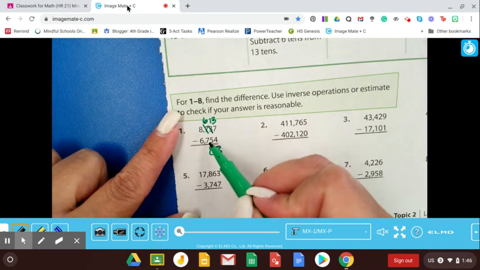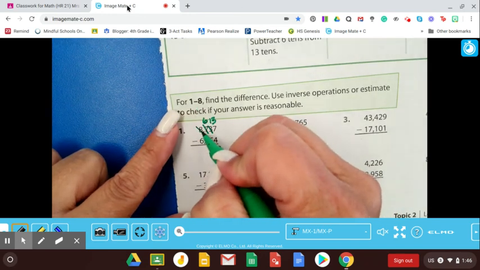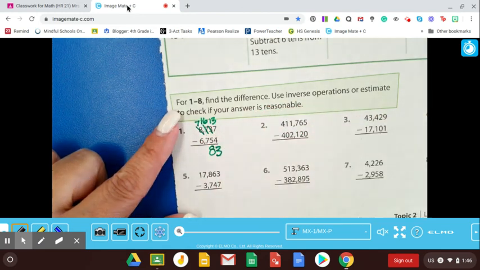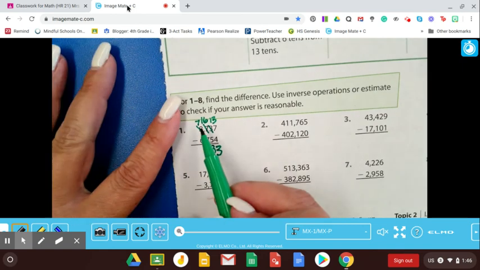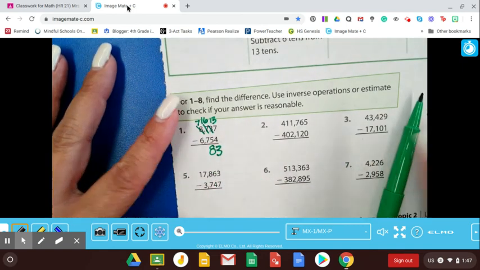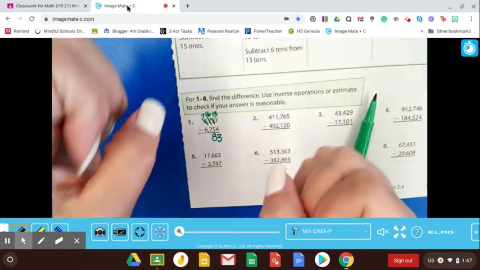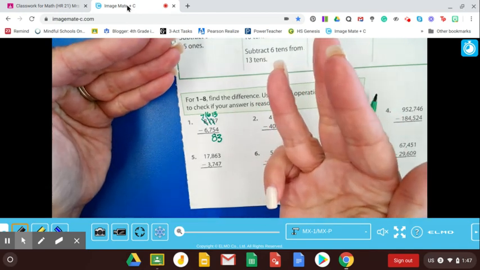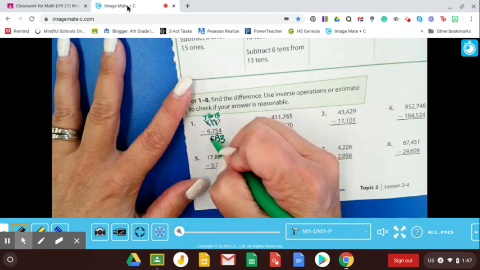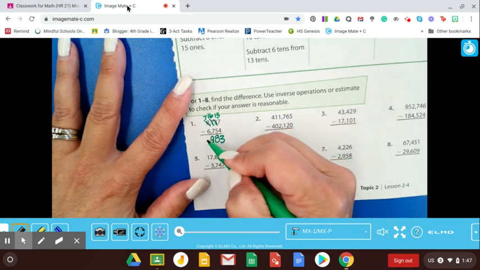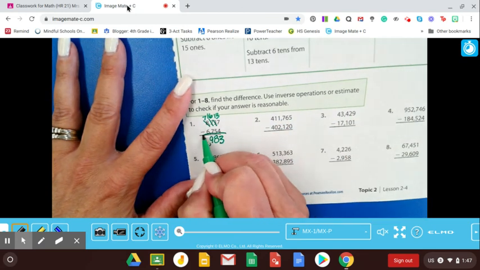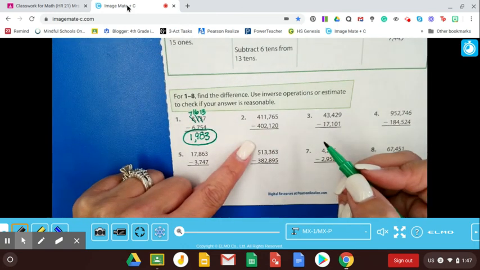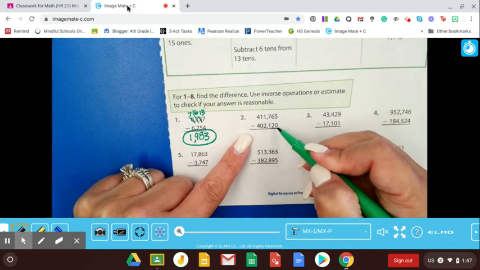6 minus 5. Can I do it? Nope. Go to my 8. He becomes a 7. My 1 comes over standing next to the 6, making it a 16. So now I have 16 minus 7. I like to count up from 7. 7, 8, 9, 10, 11, 12, 13, 14, 15, 16. Leaves me with 9. 7 minus 6 is 1, giving me an answer of 1,983.